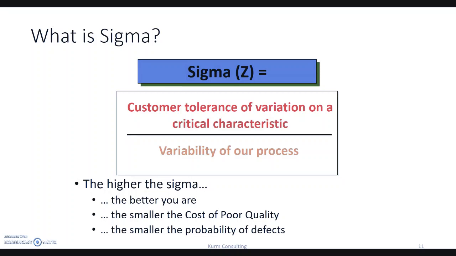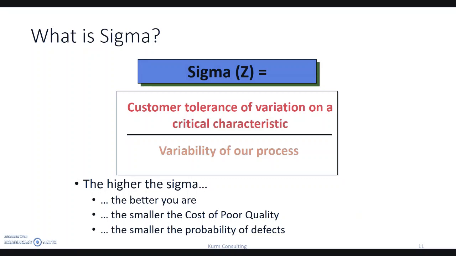So, but sigma z is basically the same as saying sigma. And not surprisingly, it's also related to DPMO, which I'll mention in a moment. But sigma z is equal to basically the customer tolerance of variation on a specific characteristic. So let's say it's cup of coffee, right? So what's their specification on that cup of coffee? Okay, so that's kind of part of their tolerance of the variation they expect, or that they're willing to pay for and willing to expect, divided by the actual variability of your process. Okay, that will give you a dimensionless metric that we call sigma z. And so, in essence, the higher the sigma, the better you are.